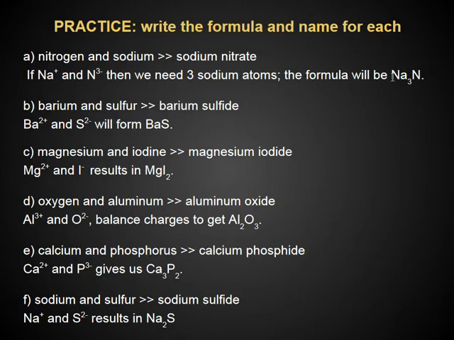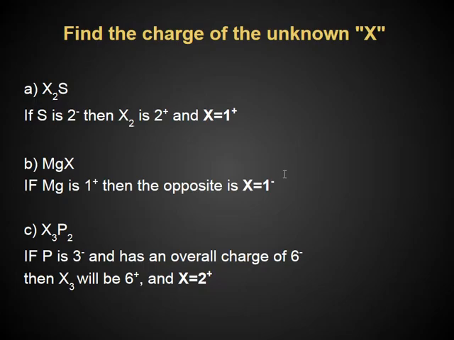I'm just going to say the names because I wrote out the formulas in the second part of each and showed their charges. Nitrogen and sodium, sodium nitride, that was a typo. Barium and sulfur, barium sulfide. Magnesium and iodine, magnesium iodide. Oxygen and aluminum, aluminum oxide. You had to switch those because aluminum is positive. Calcium and phosphorus, calcium phosphide. Sodium and sulfur, sodium sulfide.